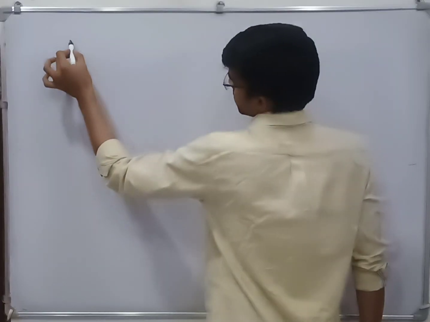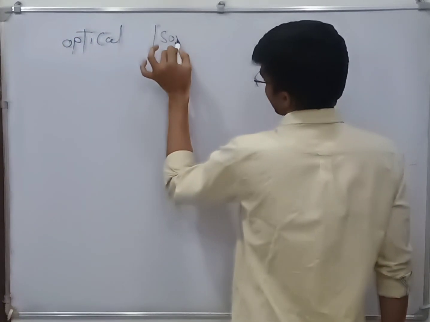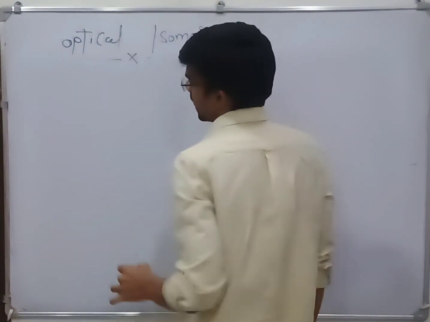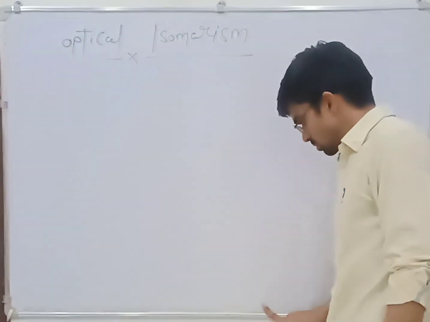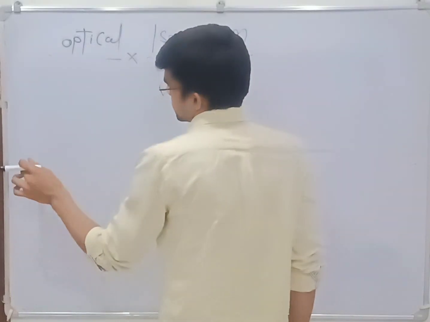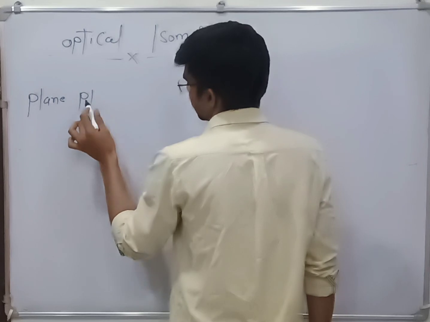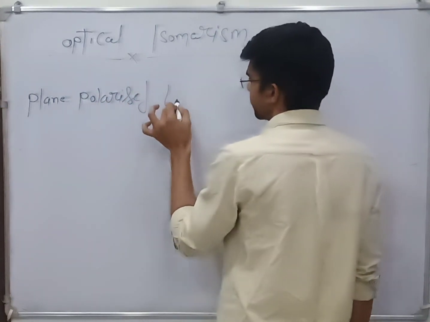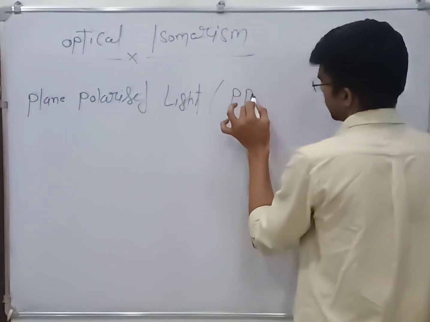Okay, so our next topic is optical isomerism. What is optical isomerism? First of all, you have to understand plane polarized light. What is plane polarized light? In short, we also call it PPL.